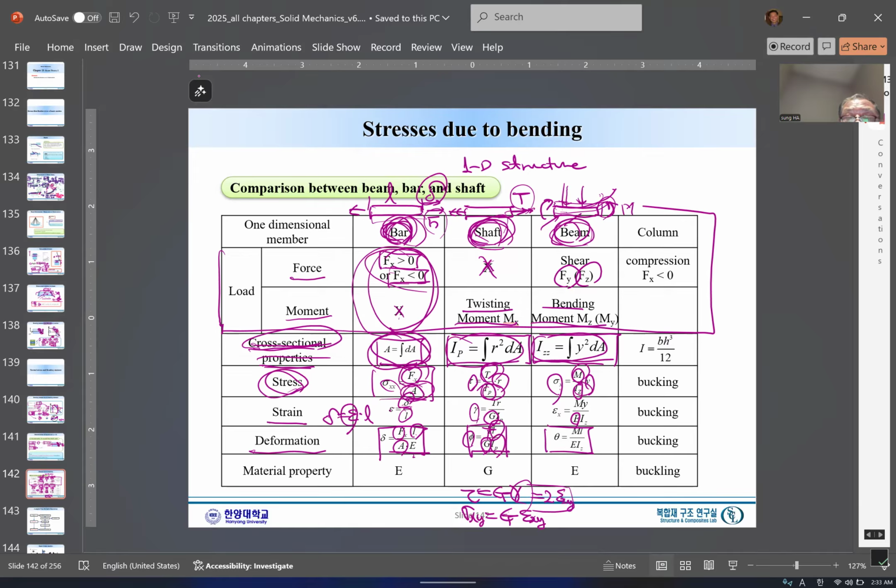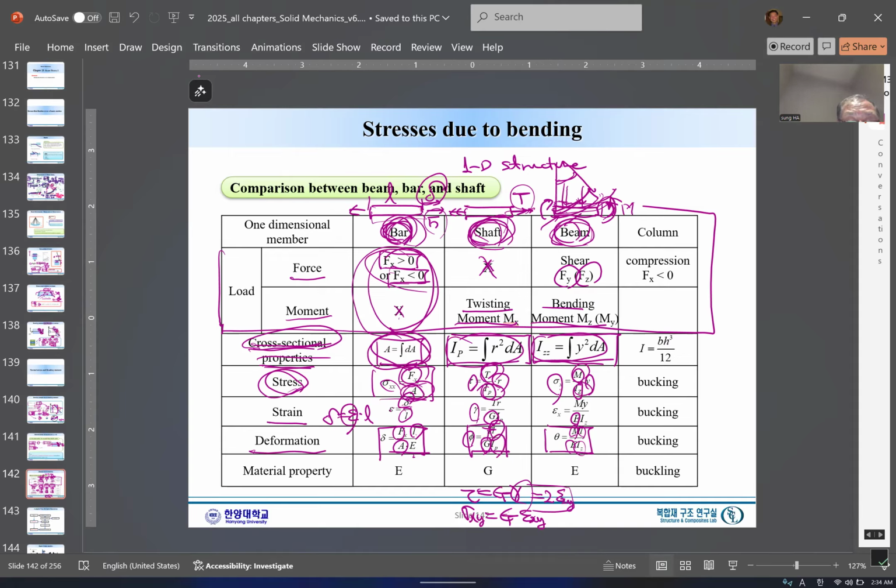Now the beam is the same. When we apply a moment, this will rotate, right? This is a rotation angle. So the rotation angle will be given as the moment times L, divided by E, I mean EI. So the point here again is that there is an analogy between the bar, shaft, and beam. With understanding of one topic, you will extend it to other concepts as well.